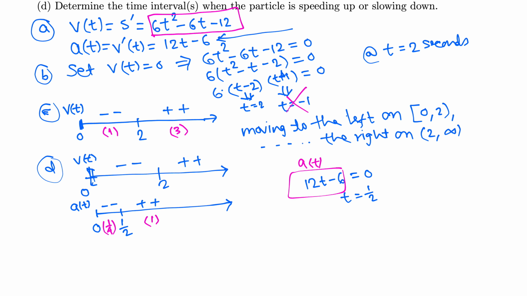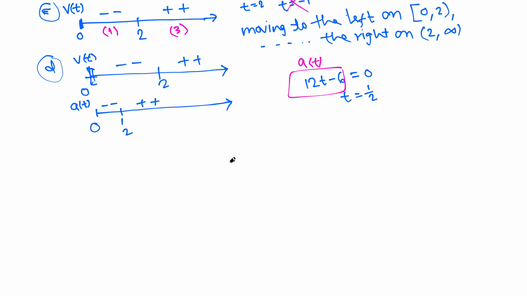Okay, now let me get rid of these. These are just the representatives. This is 0, by the way. Now we're going to combine these two graphs to determine if the particle is speeding up or slowing down. So combine both of them. 0 is common for both, 1/2 will be there, and 2.